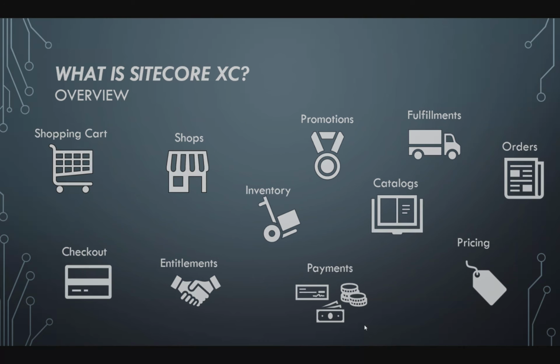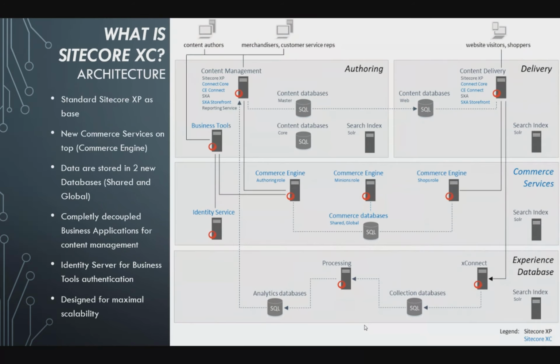Then let's have a look at the architecture, from the technical point of view. We see on the right hand side the standard scaled architecture of Sitecore XC. The most important part is in the middle. The top level is just the Sitecore XP with master, core, and web database, CM and CD system.